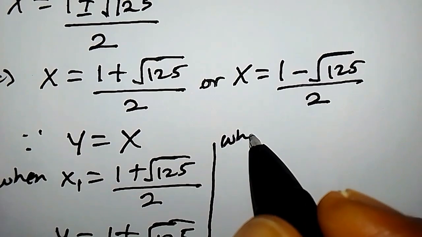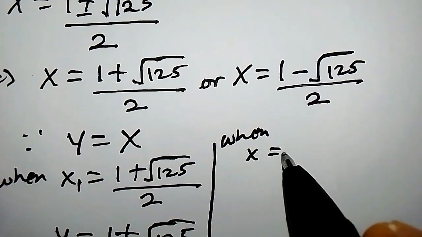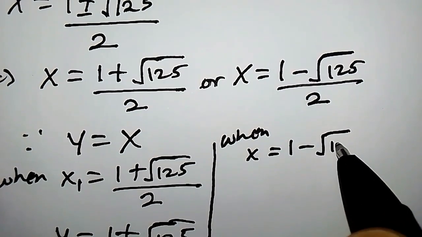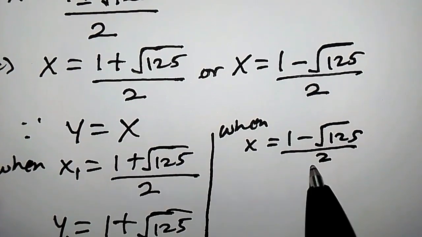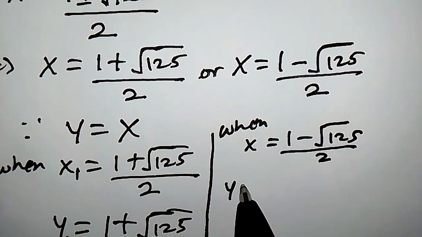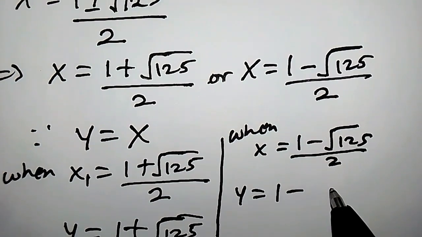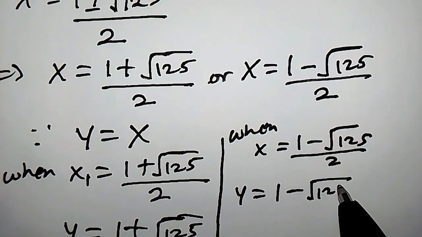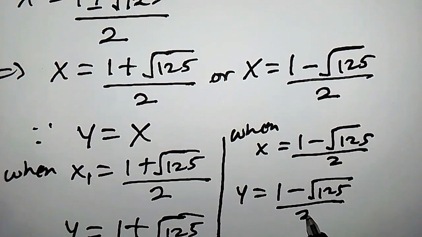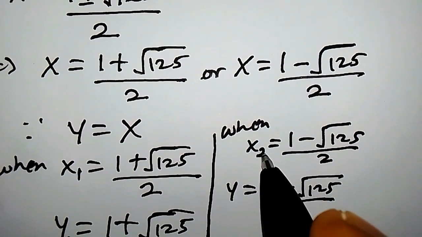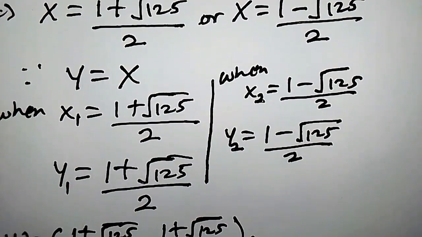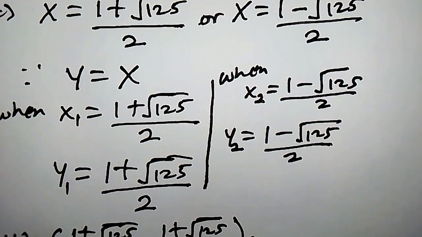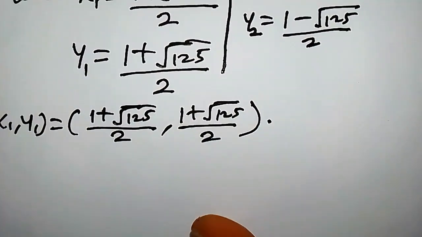So, when x is equal to (1 minus square root of 125) divided by 2, replacing this x with this, we have y equal to (1 minus square root of 125) divided by 2. Let's call this x2 and this y2. Thus, the second solution, let's write it here.